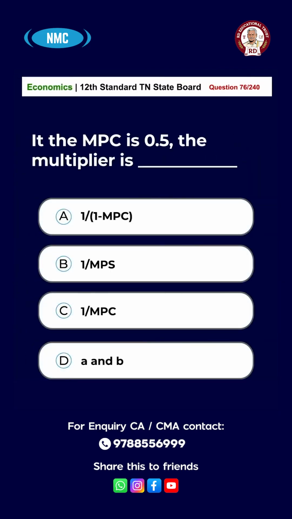Question number 76. If the MPC is 0.5, the multiplier is option A, 1 by 1 minus MPC. Option B, 1 by MPS. Option C, 1 by MPC. Option D, A and B. And the answer is option D, A and B.